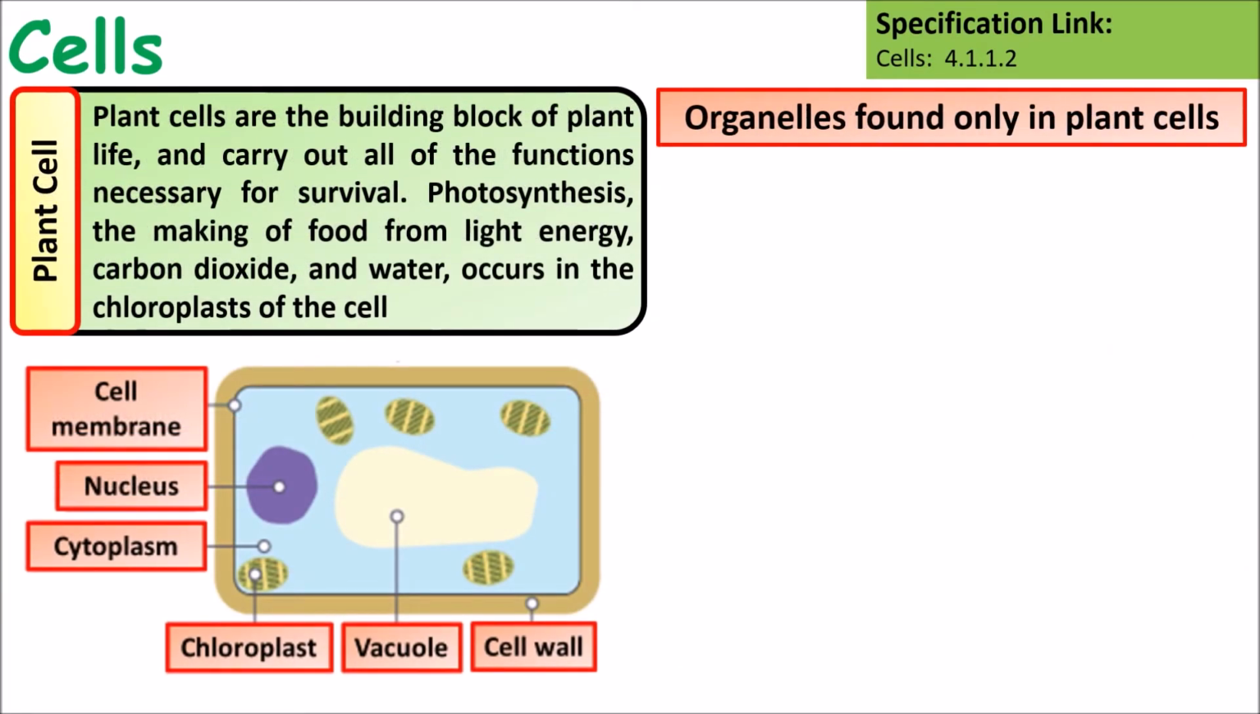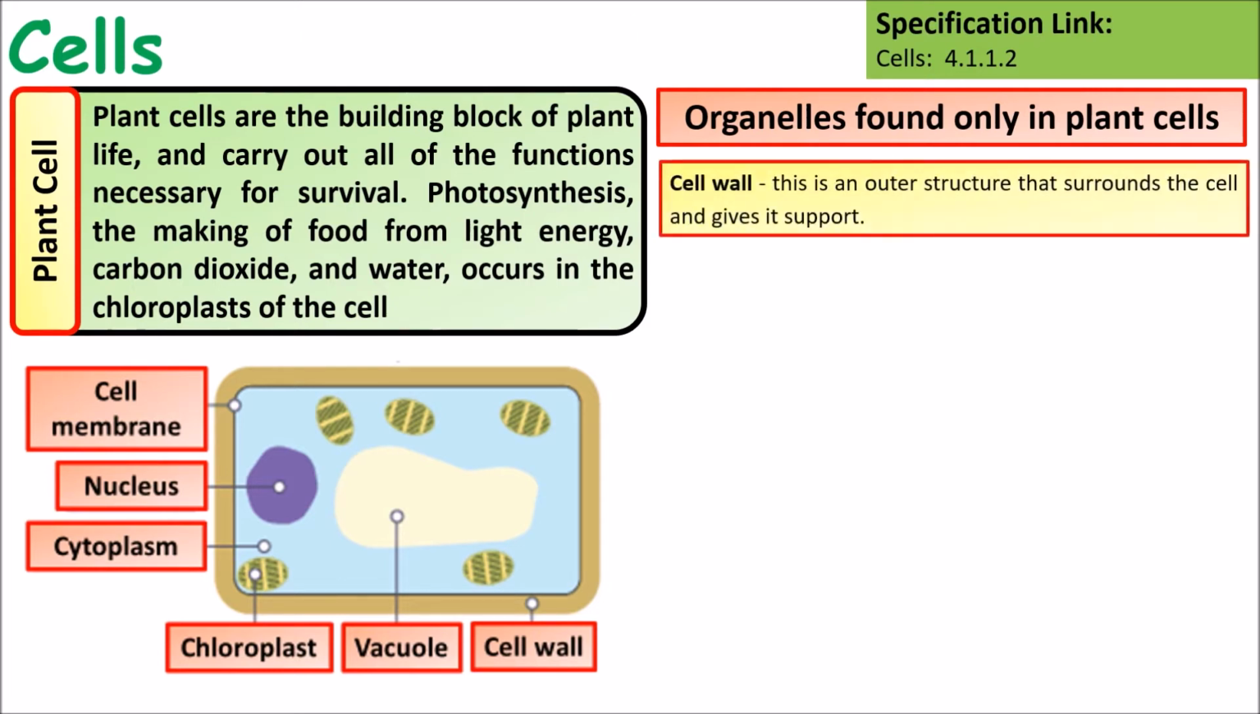Plant cells are the building blocks of plants and carry out the functions that a plant needs to survive. Most importantly, and the main difference between plant cells and animal cells, is that plant cells carry out photosynthesis. This is where they make glucose from carbon dioxide and water, using energy from sunlight.